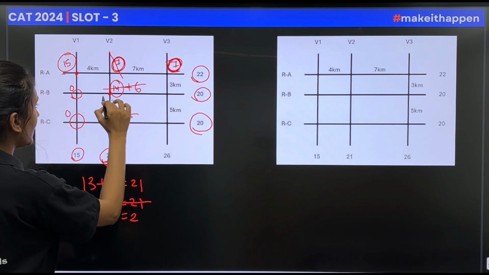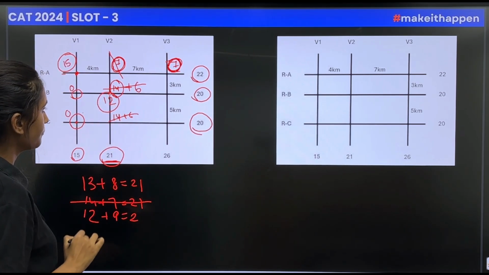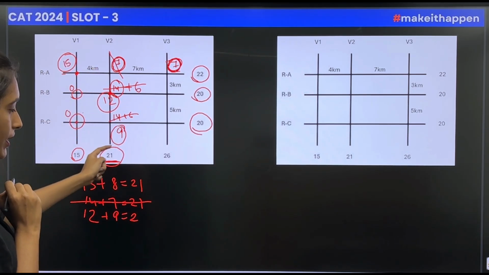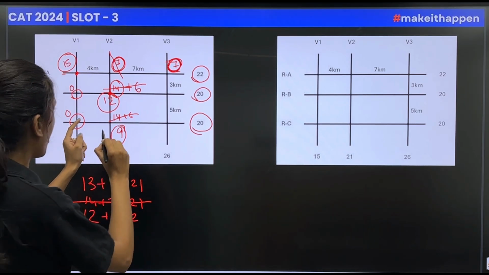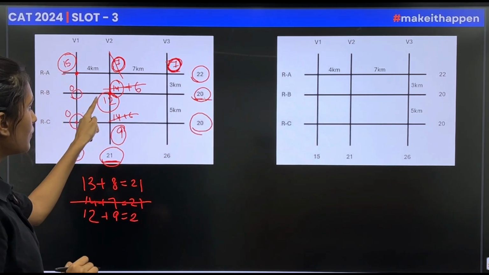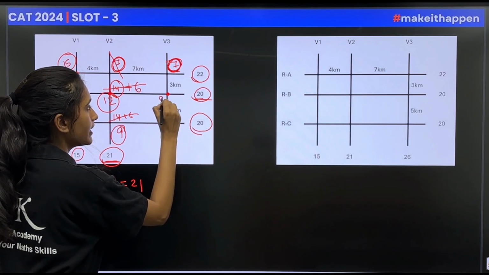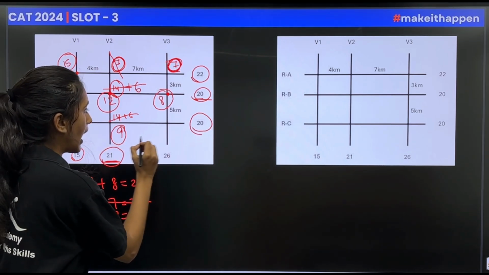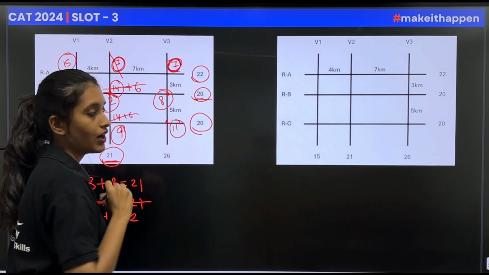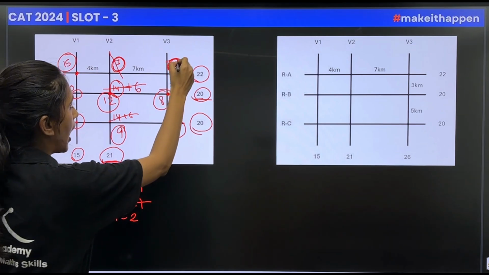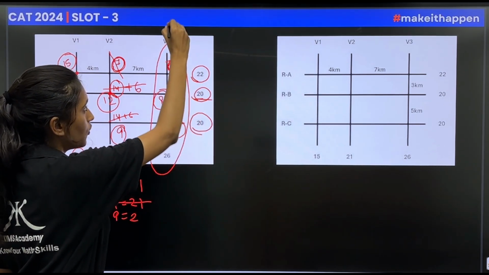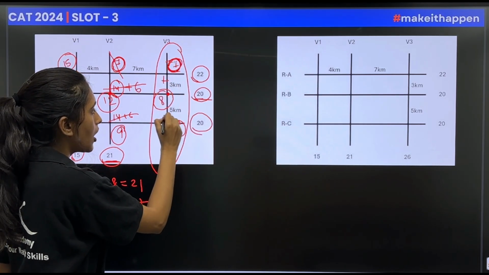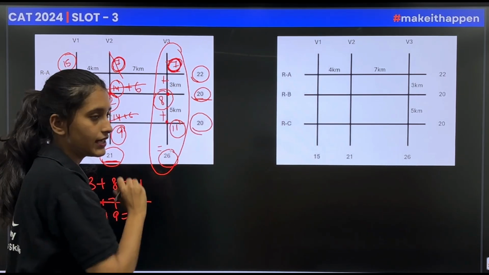If my 12 is placed over here and 9 is placed over here, it gives me 21 over this line. Now, to make this 20, I want 12 plus 8 to be placed over here, and to make this 20, I want 9 and 11 to be placed over here. Now, I want a total of 26 over this vertical V3. So, if I add 7 plus 8 plus 11, I will get a total of 26.